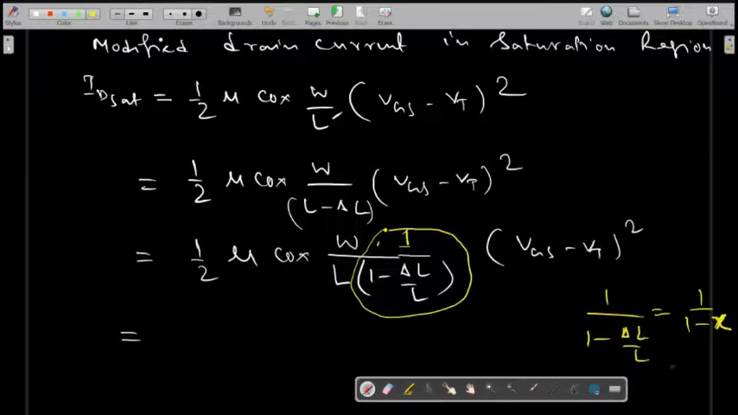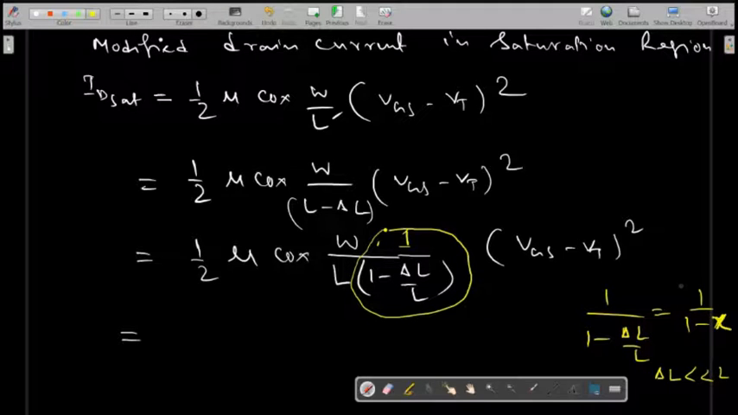Now see, since delta L, the length of pinch off region, is very small compared to L. Okay, it's very small compared to L. It's small, but not negligible, because we are going to include that effect. So we cannot neglect that. Okay, so then 1 by 1 minus X.